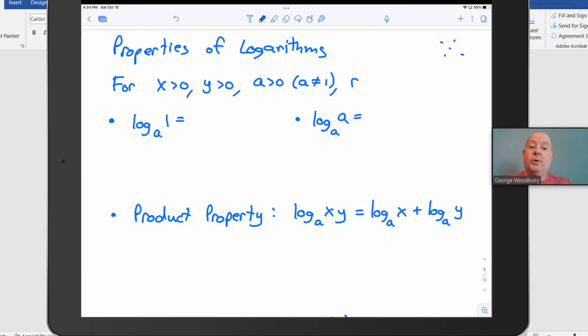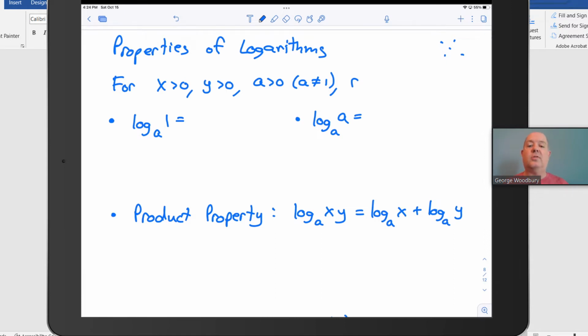Hi, I'm George Woodbury from College of the Sequoias in Visalia, California, and in this video we're going to go over some properties of logarithms. We're going to learn how to expand and condense statements with logarithms in them, and we're going to learn to approximate results under certain situations.